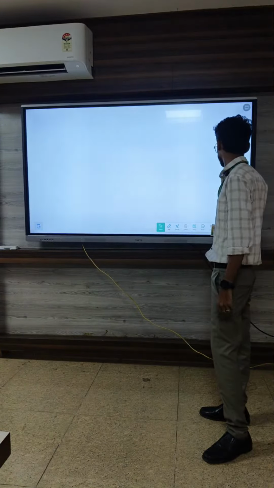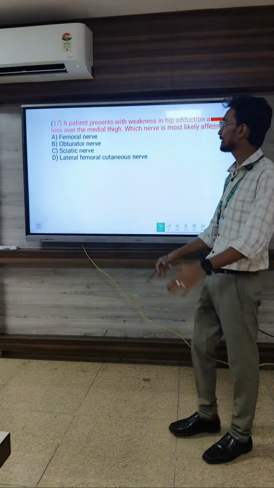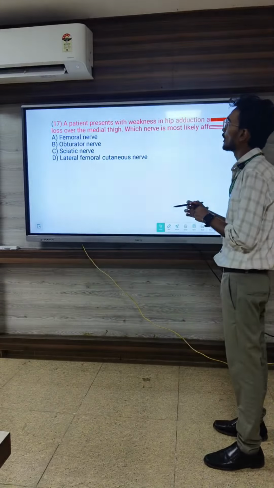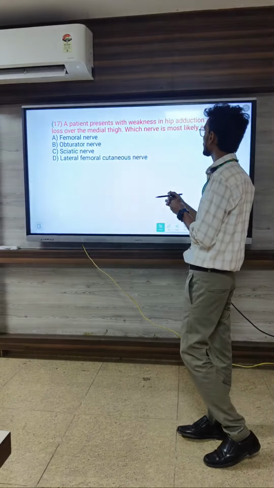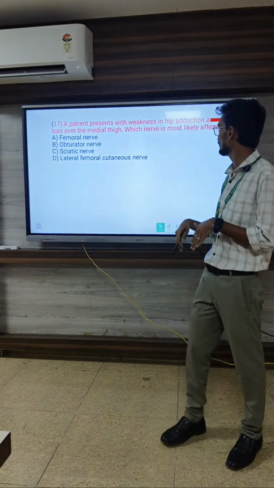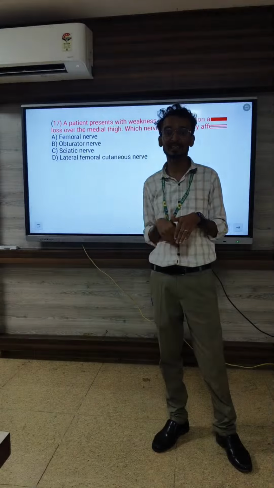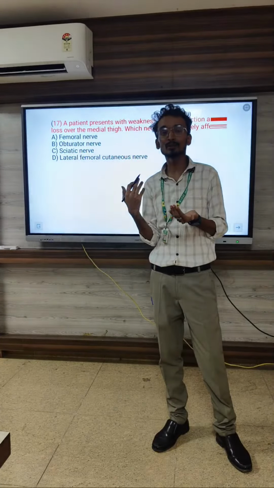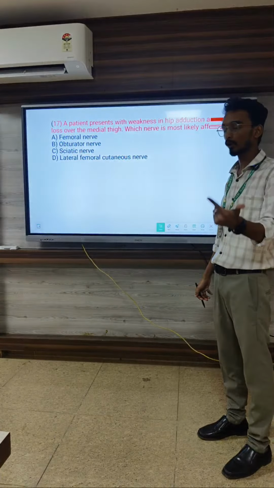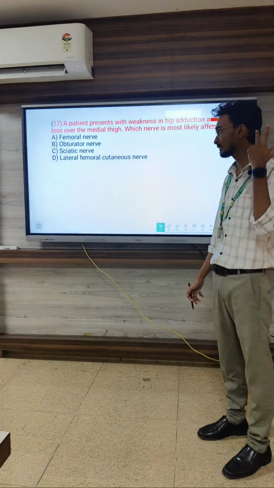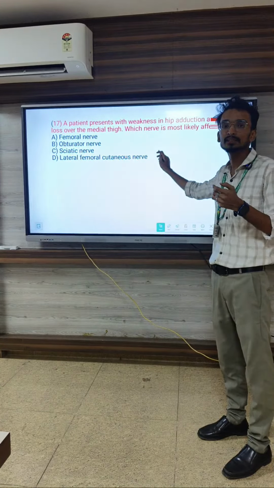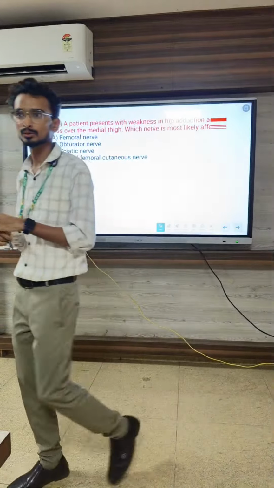Moving to the next. A patient presents with weakness in hip adduction and loss of sensation over the middle thigh. Which nerve is most likely to be affected? We are seeing weakness of hip adduction. If the patient is not able to do hip adduction, which nerve is affected? Option A, femoral nerve. Option B, obturator nerve. Option C, sciatic nerve. And option D, lateral femoral cutaneous nerve. Have a glance. We'll join you soon.